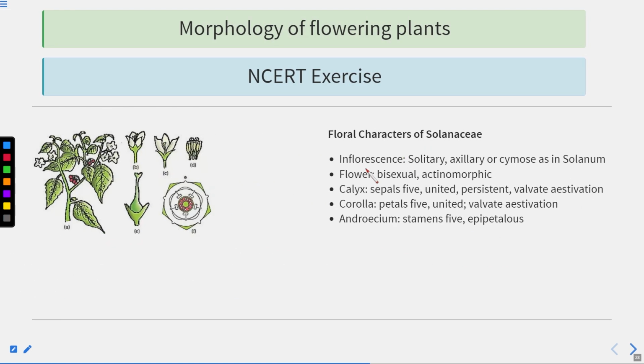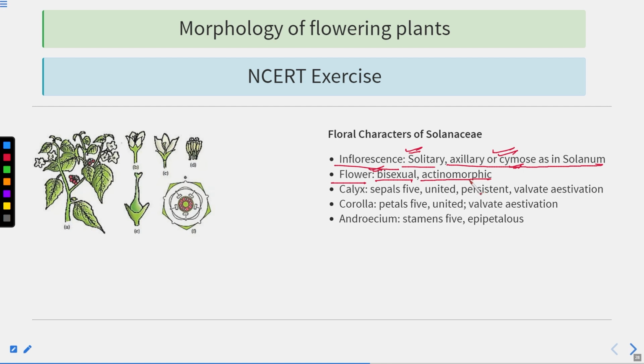So here you can see the inflorescence. They are solitary, axillary, or cymose as in Solanum. So cymose type of inflorescence you can see, but generally they are solitary. You see the flower. Flower is bisexual. Both the male and female reproductive organs are present in the same flower.